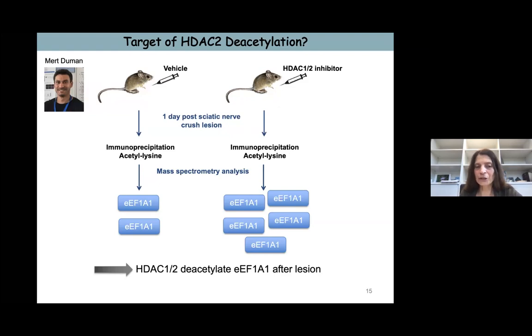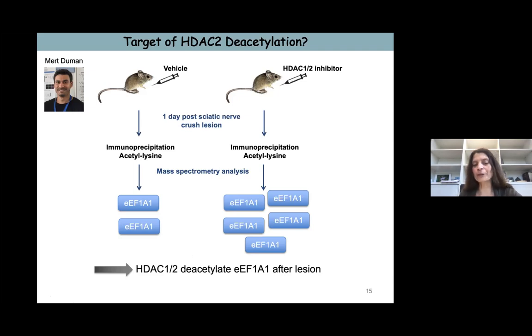We got two targets that we judged potentially interesting, and then we did an IP together with HDAC2, and we found that among those two, eukaryotic elongation factor 1A1 was interacting with HDAC2. So we followed this target, and we could confirm that HDAC1/2 deacetylate this EF1A1 after lesion.